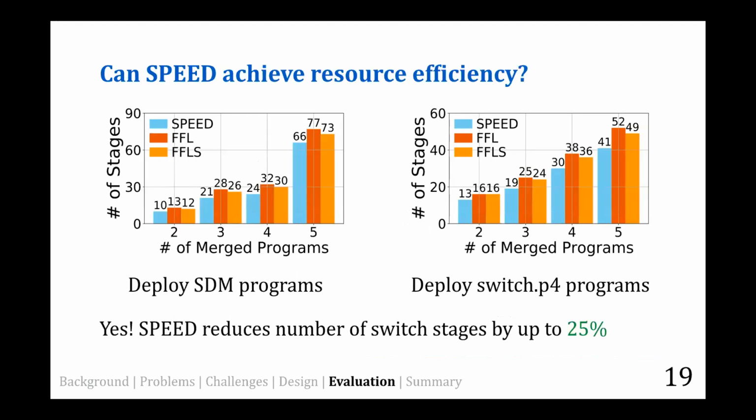First, we measure the number of occupied switch stages to evaluate resource efficiency of SPEED. We vary the number of programs to be deployed from 2 to 5. Our results indicate that compared to heuristics, SPEED is able to save up to 25% switch stages. This demonstrates that SPEED achieves resource efficiency.